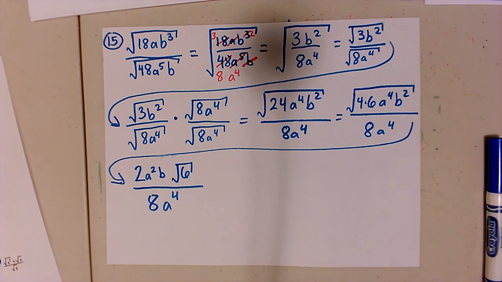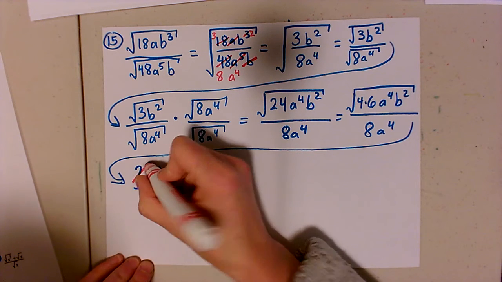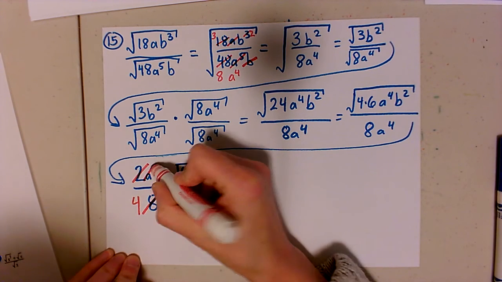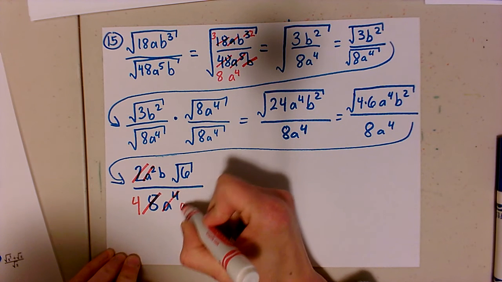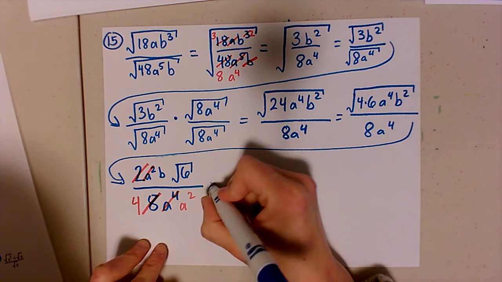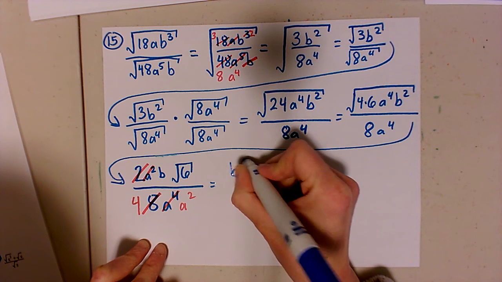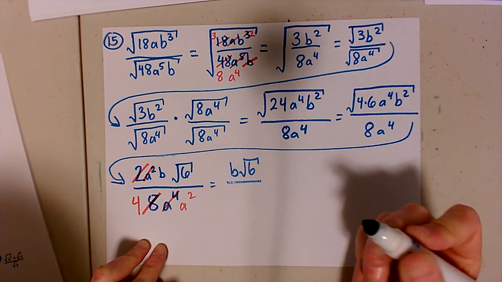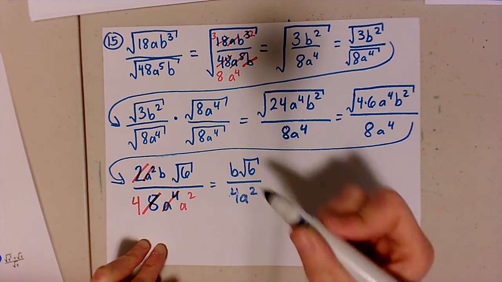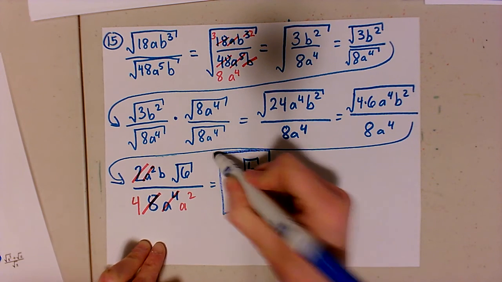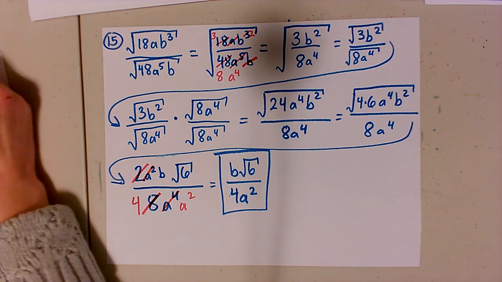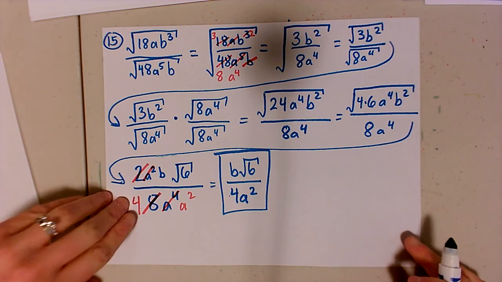Okay, so we can do a little more canceling. This 2 will disappear, and this 8 will disappear and become a 4. And then this a squared will disappear, and this a to the 4th becomes a squared. So our answer is going to be b root 6 all over 4a squared. And that's it. Let's go on to number 19.